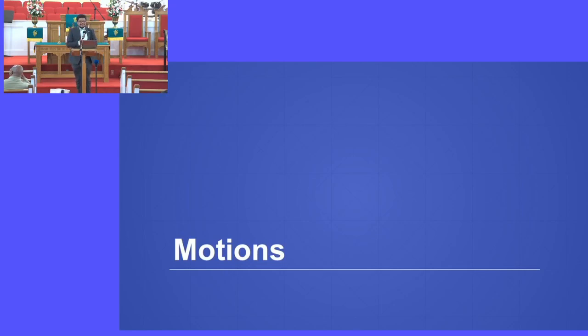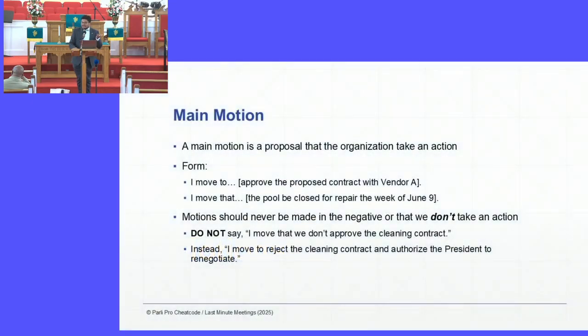A motion is essentially a proposal, a proposal that the group undertake some sort of action or take a stance in some way. You could almost say, I propose that we do something instead of I move that we do something. But parliamentary procedure borrows language from 1300s Great Britain, so that's why we still call it motions. A main motion is a substantive proposal that the group undertake some sort of action.